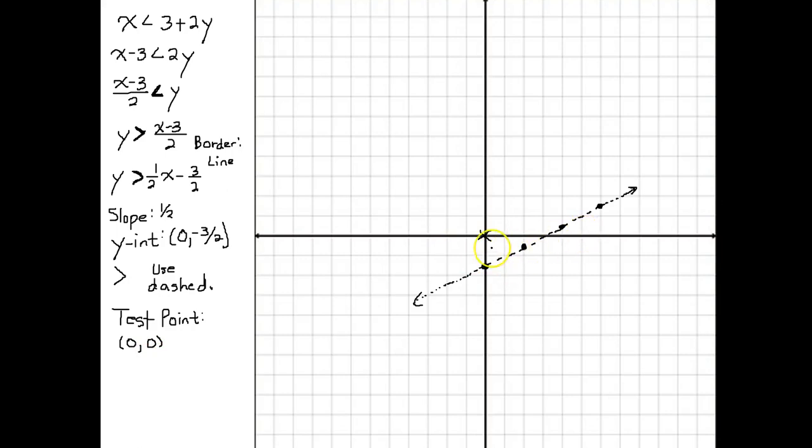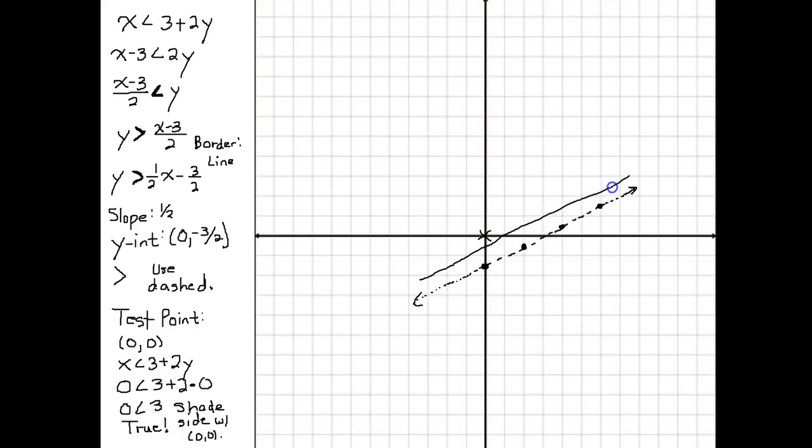So (0, 0) is not on my line, so that's good. I can use it. And I can go into the original inequality. I can use any of those versions up there of the inequality, but I like going to the original just to make sure I avoid any errors or compounding any errors. You plug it in and see what happens. If you end up with a true statement, which we do here, then that's the side you're going to shade. Because if (0, 0) works, then every other point on this side of that line will work. Every other point on this side will satisfy that inequality.